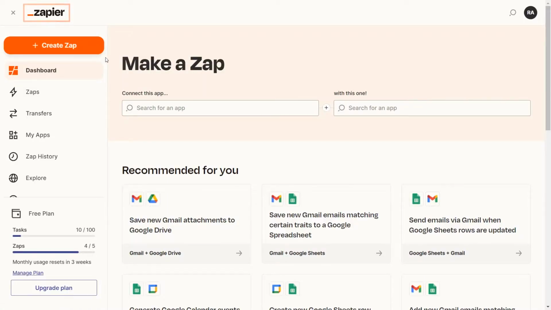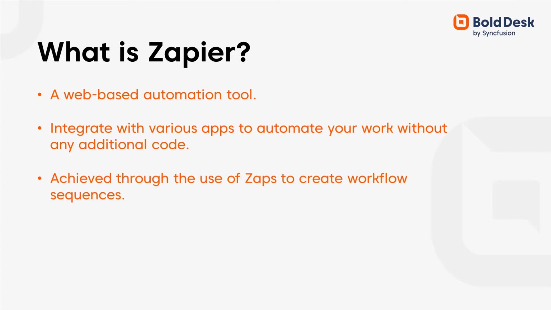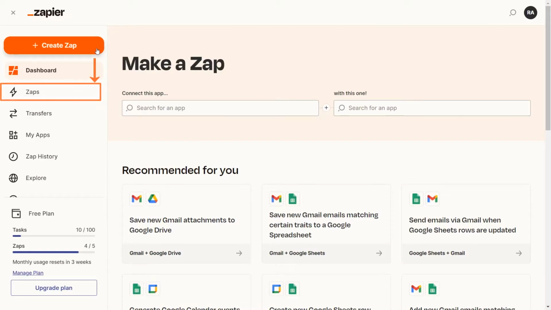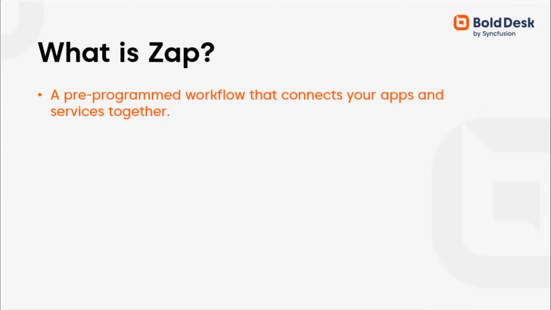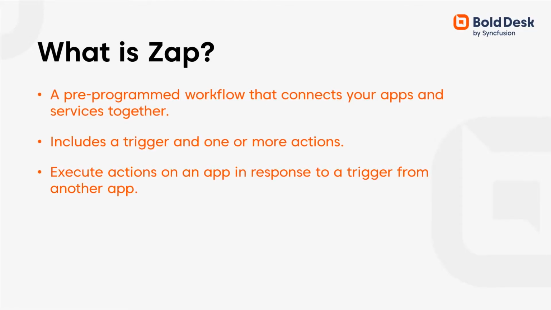Zapier is a web-based automation tool that allows you to integrate with various apps to automate your work without additional code in less time. This is achieved through the use of zaps to create workflow sequences. A zap is a pre-programmed workflow that connects your apps and services together. Every zap includes a trigger and one or more actions. This allows you to execute actions on an app in response to a trigger from another app.